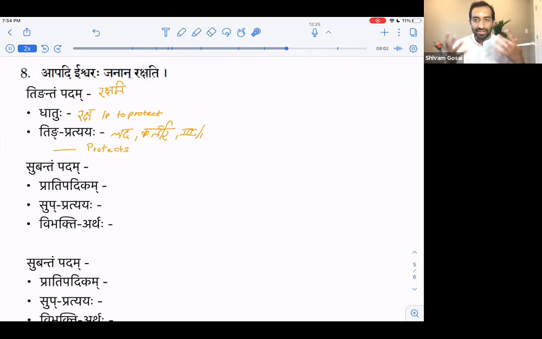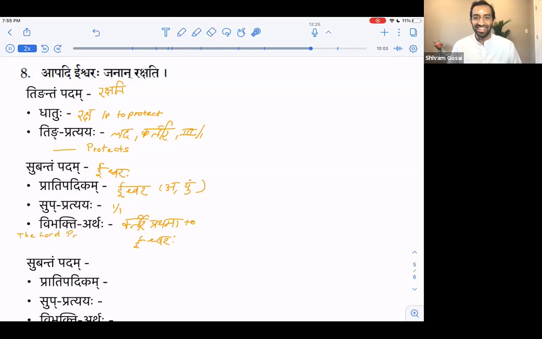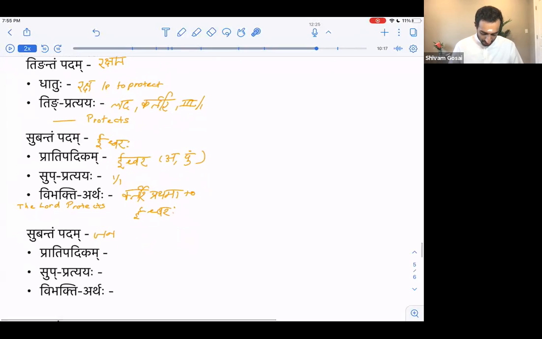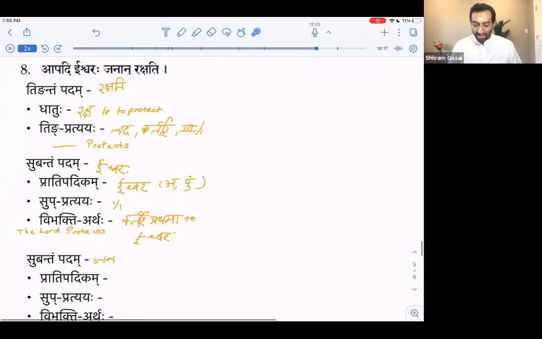So something protects, right? What protects? We always want to look for our first case. If you scan this sentence, you can see that Ishwaraha looks like Ramaha, like 1-1, right? So Ishwara, Akaranta Punlinga, just like Rama. Notice how Ishwara, many people don't know that it's a long E. So this is Kartri Prathama to Rakshati. So the Lord protects.